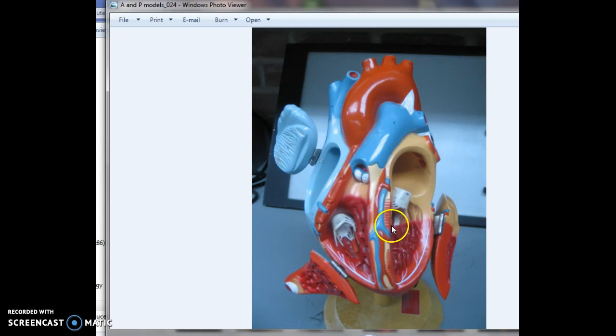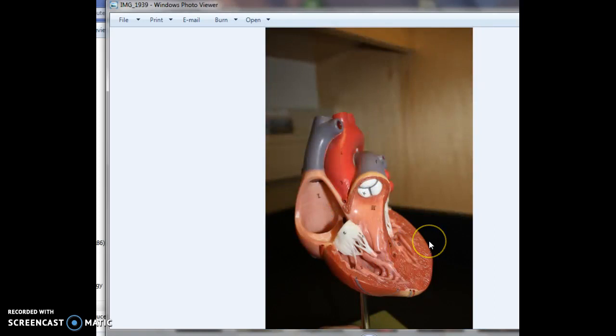The aortic semilunar valve is under here. And then this, if I point to the middle of it, is the septum. So that's why it's divided there. This is one of our other heart models.